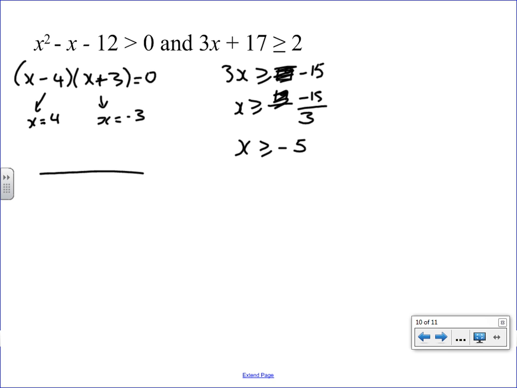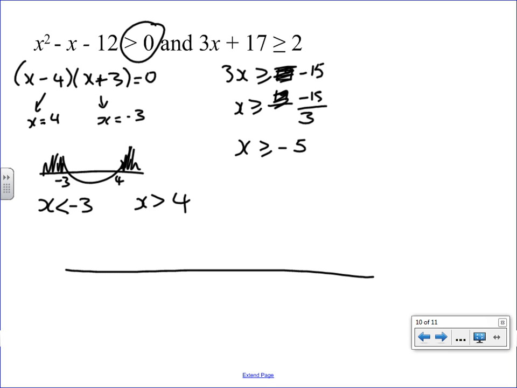So if I was drawing this graph, minus 3 and 4 would be the roots. It says here that I want the graph to be above. I want the y coordinate above. So that's this stuff and this stuff, not the stuff below. So I want to be to the left but not including minus 3, or to the right but not including 4. So I want to be this but not that, or not that but this.